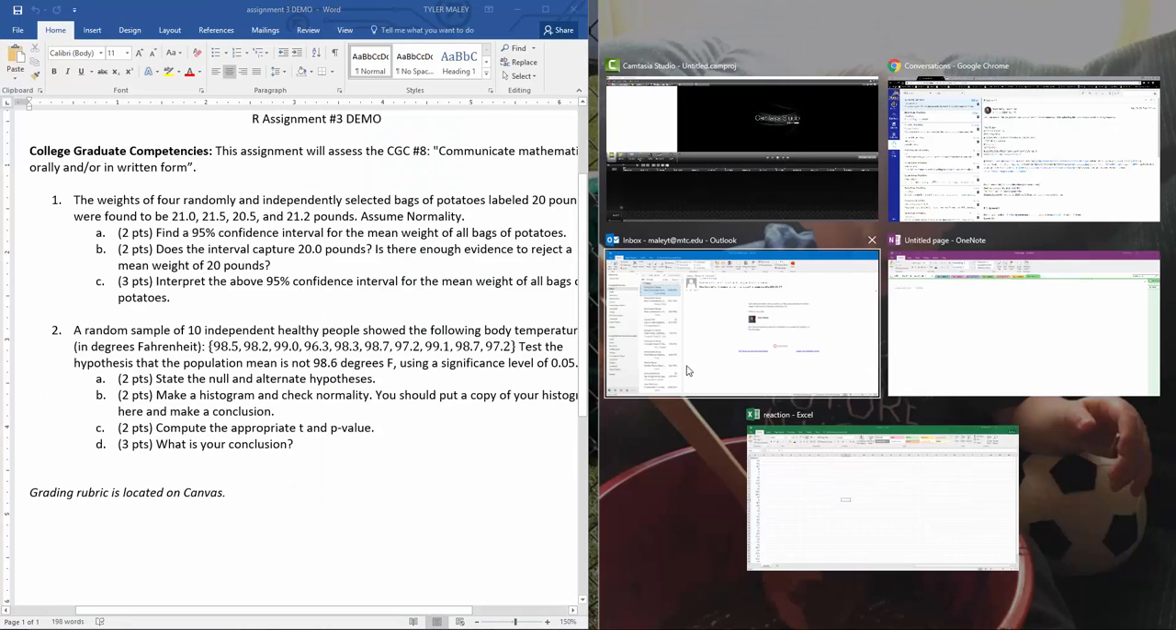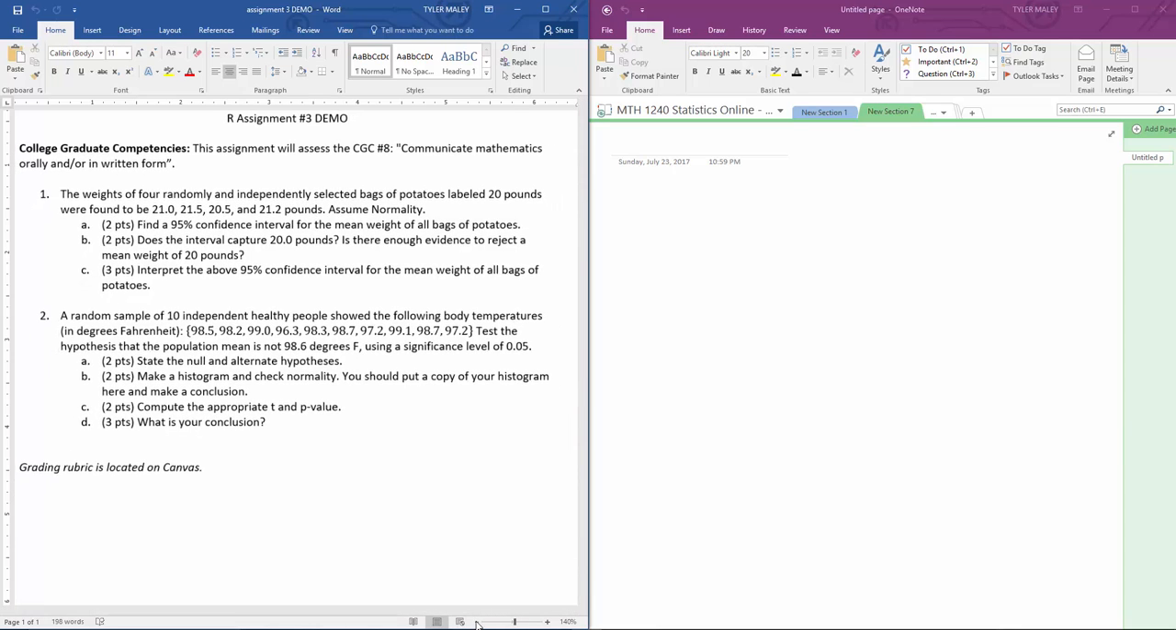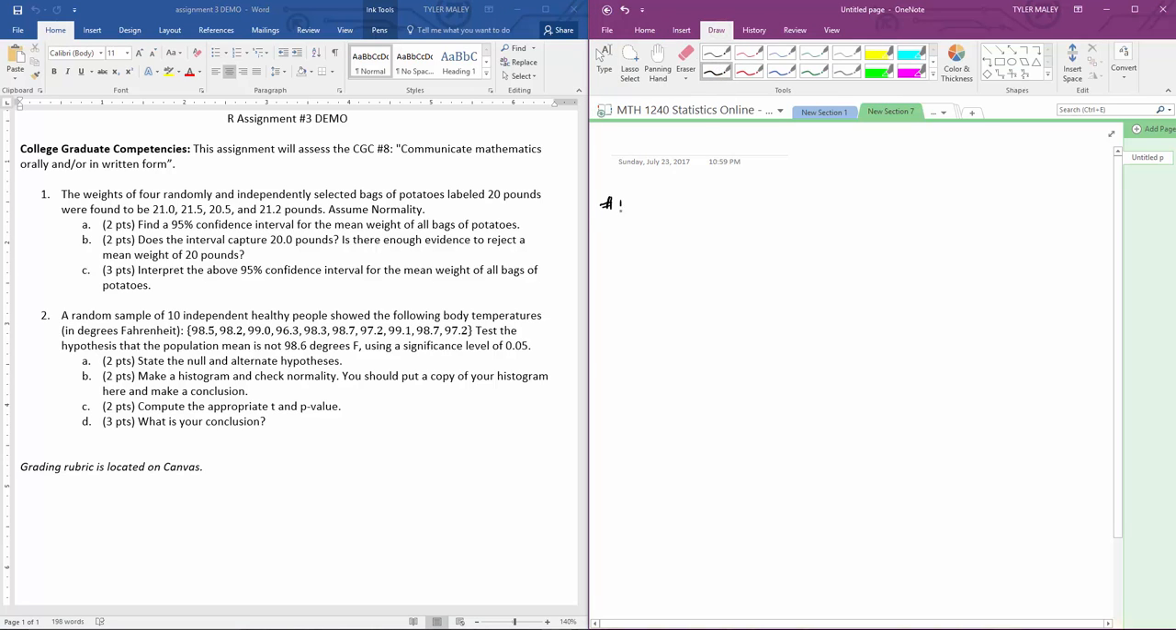So I'm going to go split screen with my Word document and with OneNote here so I can make some notes. With number 1, before we start finding a confidence interval, don't forget that we need to check our 3 assumptions for the central limit theorem for population means. This is outlined in chapter 1, so we need to check our conditions.